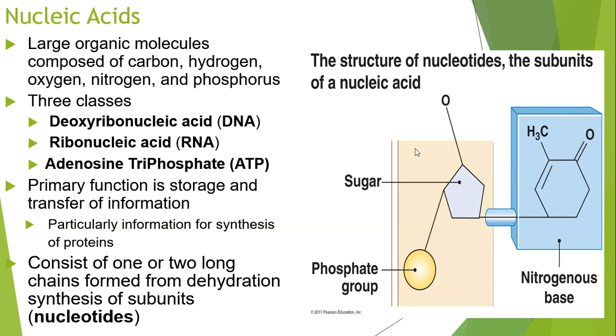Most of you probably remember what all three of these are from biology 1 or 2, or if you took chemistry 1 or 2. But the primary function of these is the storage and transfer of information. In particular, for DNA and RNA, your genetic information, and ATP is usually the energy molecule of the body. A lot of these consist of 1 to 2 long chains that are formed from dehydration synthesis of the subunits. Remember that dehydration is the removal of water from the system. And usually we call these nucleotides.